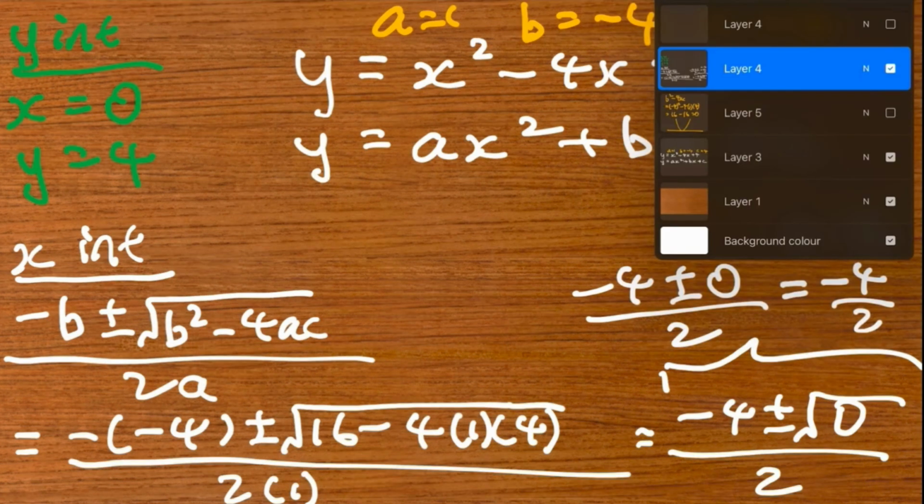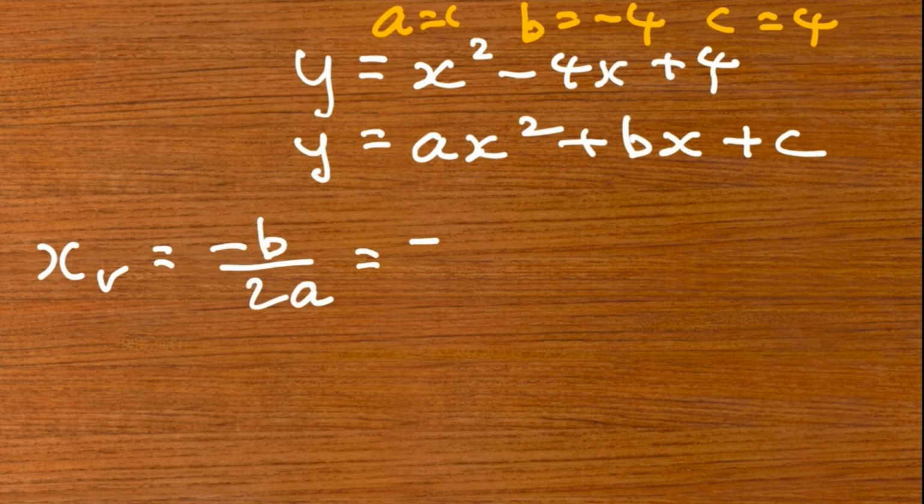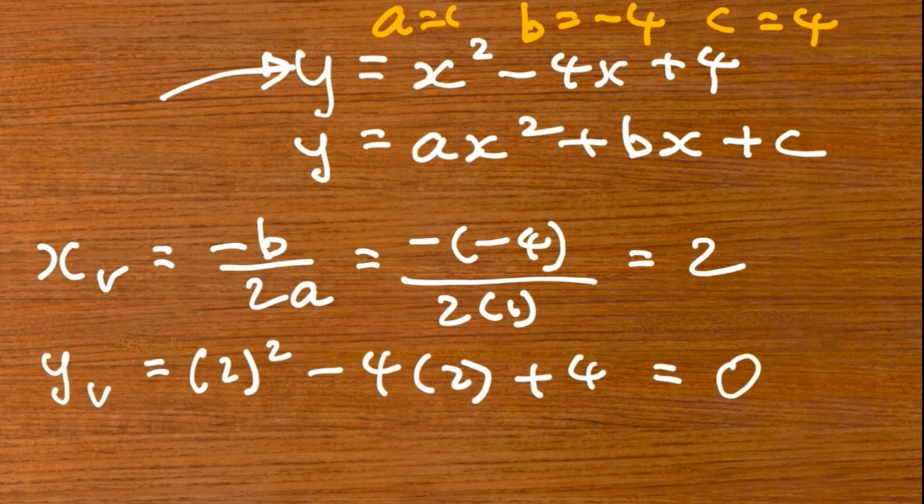Next, let's find our vertex. To find the x-coordinate of our vertex, recall that it is equal to negative b over 2a. So let's substitute the values in very carefully. We get 2. To get the y-coordinate of the vertex, substitute the x-coordinate of the vertex back into the quadratic equation. This gives us 0. So the vertex is located at (2, 0).